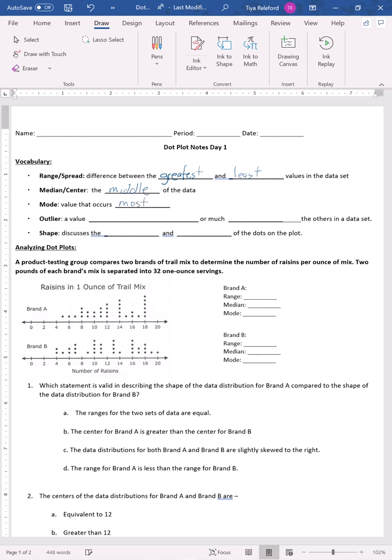Outlier is a value much greater or lower than others in a data set. And shape discusses the spread and distribution of the dots on the plot.